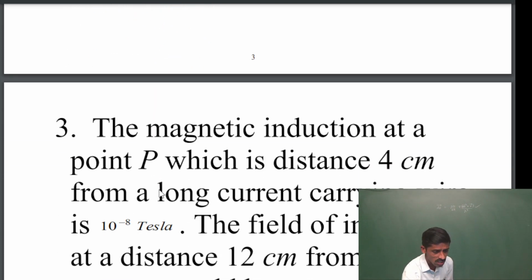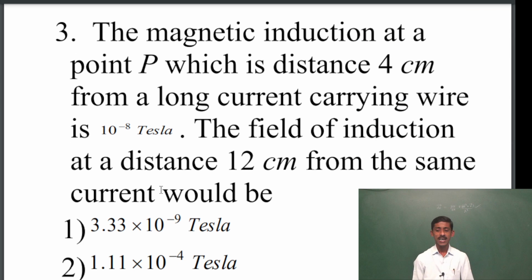We shall move on to the third question. The magnetic induction, nothing but magnetic field, at a point P which is at a distance 4 centimeter from a long current carrying wire is 10 raised to minus 8 Tesla. The field of induction at a distance 12 centimeter from the same current would be?